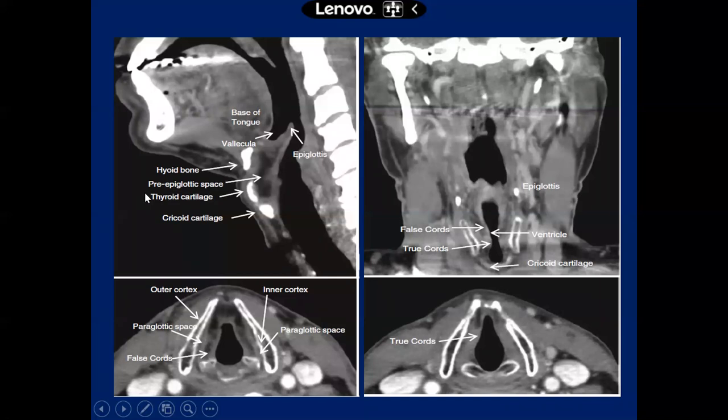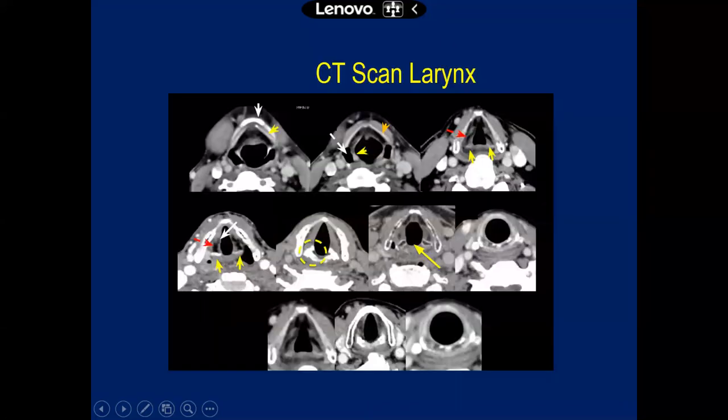Now, for those who have joined late, I am summarizing the whole thing. This is the cartilage. This is the pre-epiglottis, paraglottic fat, aryepiglottic fold, pyriform sinus, posterior pharyngeal wall. And this is the arytenoid. We have started seeing the cartilage. It becomes more prominent here, arytenoid cartilage. This is the cricoarytenoid joint.